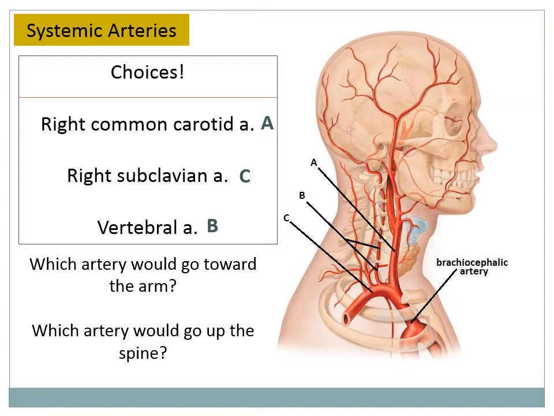Which artery of these three would go towards the arm? Now that's going to be our right subclavian. It makes sense. It's running underneath the clavicle. The clavicle actually attaches, remember, to the scapula, and that's near your arm. And which artery would run up the spine? Yeah, that's going to be the vertebral. Vertebral and spine are pretty synonymous in their names.